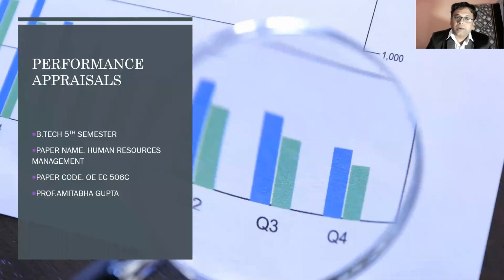We are again back with the Human Resource Management paper of BTech ECE 5th semester, paper code OEEC 506C. As discussed in our last class, we are going to discuss two most important topics of human resource management, that is performance appraisal and training and development. In this session, we are going to discuss performance appraisal.